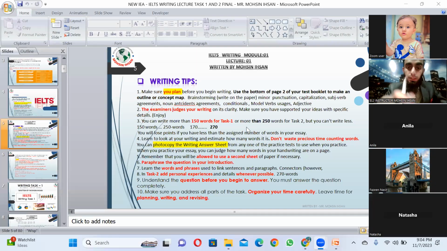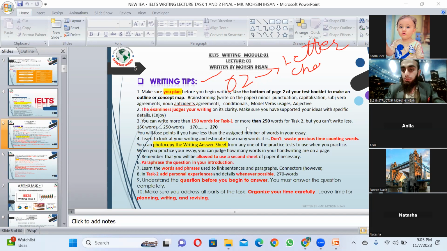You must be careful regarding that. You know that in the IELTS we have two tasks, two total tasks, right? Task number one is for writing a letter for general students and a description of a chart for academic students. And in task two, you have an essay, write an essay.